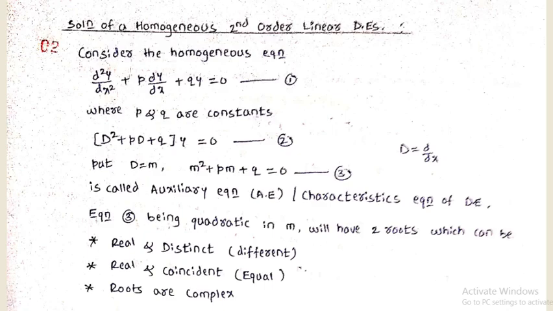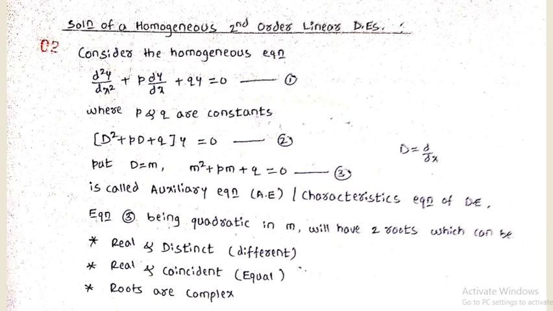So equation 3 is called the auxiliary equation, or it is also called the characteristic equation of the differential equation. Equation 3 is quadratic in m, and we know that a quadratic equation has 2 roots. If it is m square, 2 roots; starting with m cube, then 3 roots; if it is m raised to 4, the equation has 4 roots.